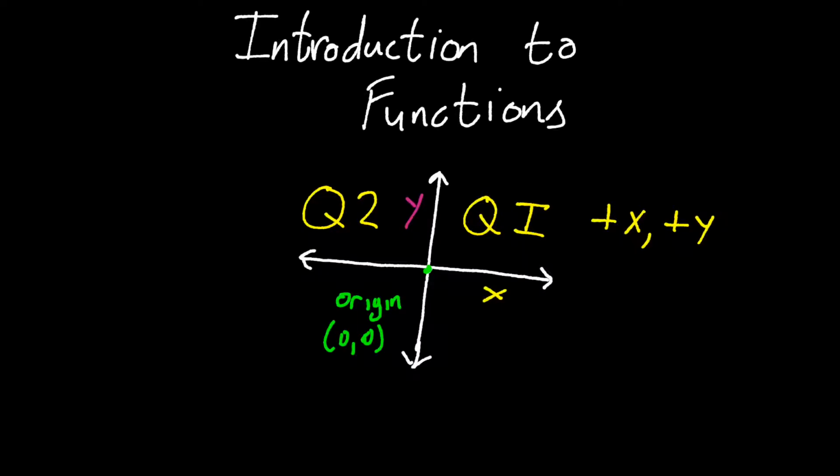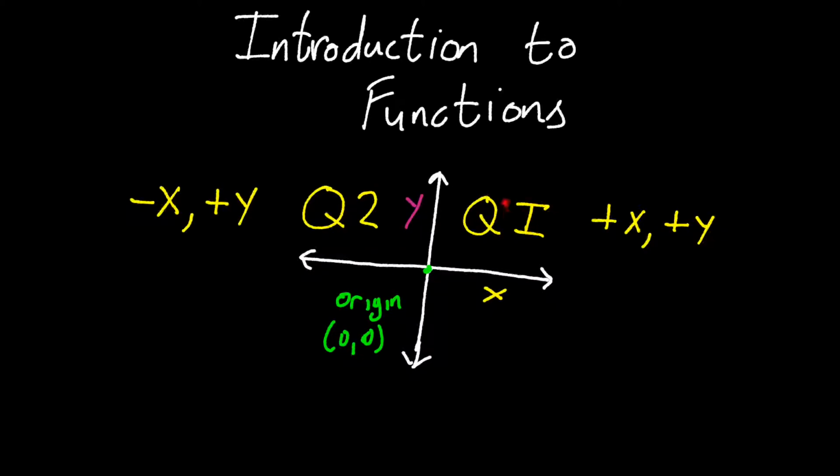And in quadrant 2, our x values are going to the left. So now our x values are negative, but our y values are still going up. So our y values are still positive. So in quadrant 2, we have negative x and positive y values.